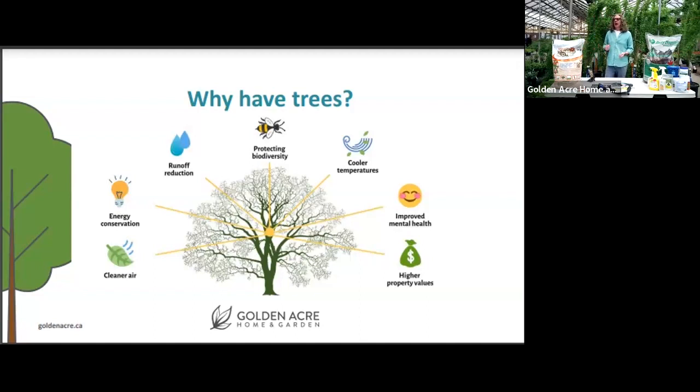The air they clean, the aesthetic they bring, the mental health, the increase in property value. There is so much that a tree can bring to a property. That is why we invest in them. That is why we promote them and we talk about them. And that's also why it's essential, when we're talking about trees, to select the right tree for yourself. There's no one size fits all ever in a garden.